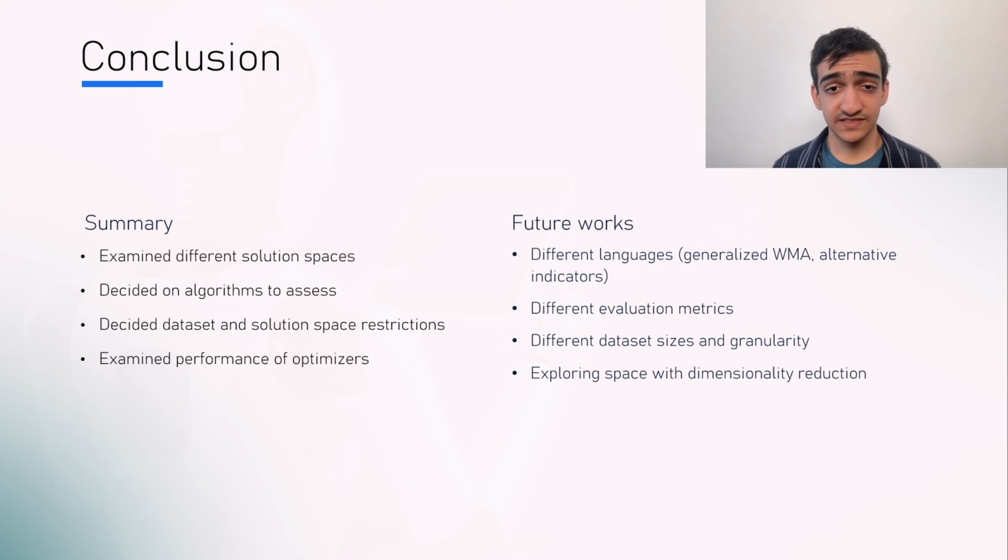Different dataset sizes and granularity should be explored. We are not yet sure if the Grey Wolf Optimizer is good for all types of granularity, all types of datasets. Finally, we should also have a look at the function space through dimensionality reduction to see if there are any landmark features that we could exploit.